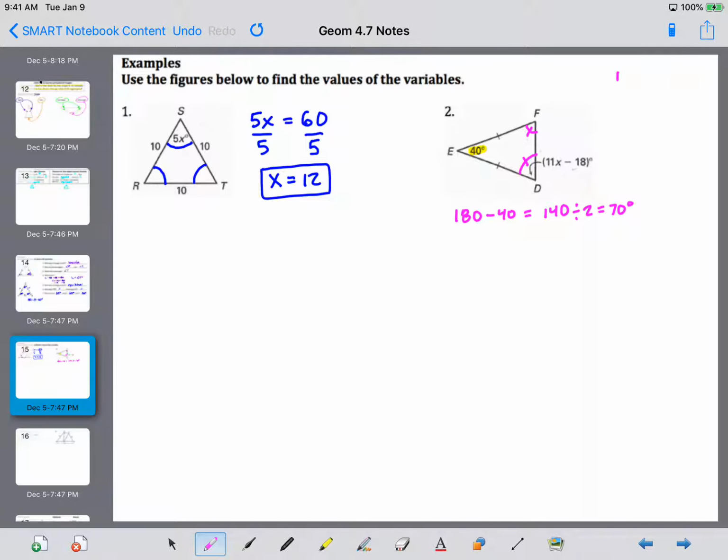So our equation to set up is 11x minus 18 equals 70. This angle here has to be 70 degrees. Okay, so if we go ahead and add the 18 to the other side, we end up with 11x equals 88. And if you divide that by 11, you'll get x equals 8. Okay, so that was a little trickier, but not too bad. We still got it.